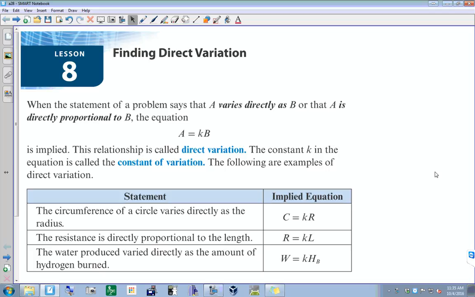Now, it says A varies with B. In other words, something varies directly with something else. And when we're talking about direct variation, it's always going to be a multiplication.